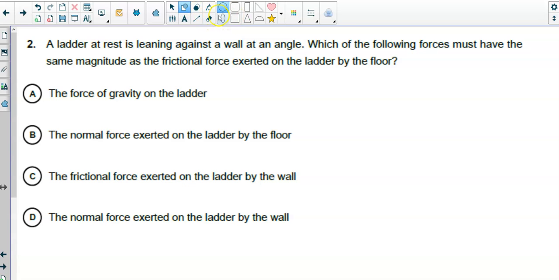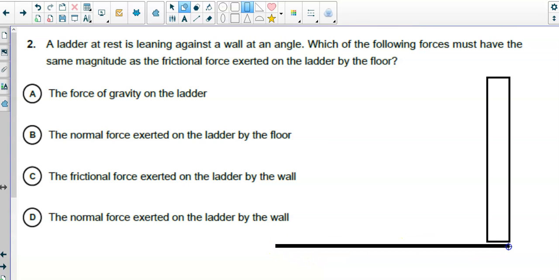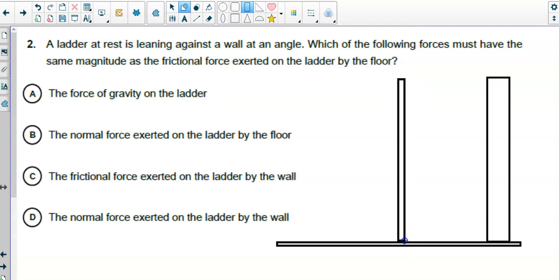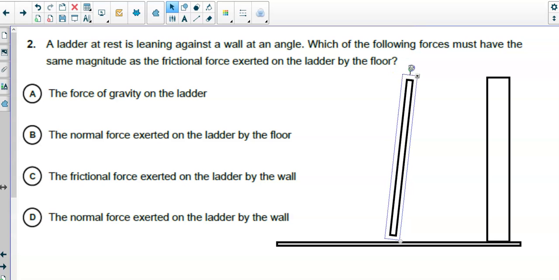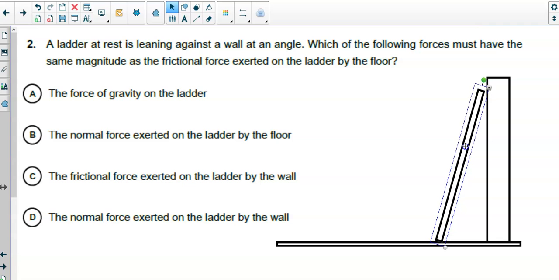Let's see, this will work. So here's a wall, here's the ground, and here's a ladder. Now the ladder's going to be tricky, we have to rotate it, so we'll just do this. This is a side view of a ladder. Alright, rotator, put her over here. Okay.